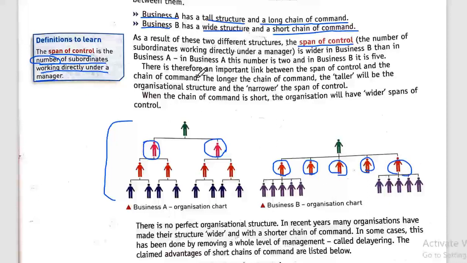Therefore, there is an important link between the span of control and the chain of command. The longer the chain of command, please pay attention over here, the taller will be the organizational structure and the narrower the span of control. So when the chain of command is short, the organization will have a wider span of control. When it's short, it's wider, as you see here in business B.